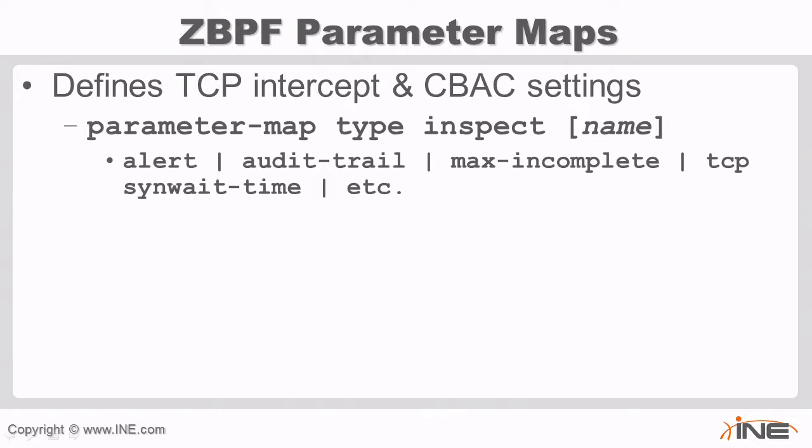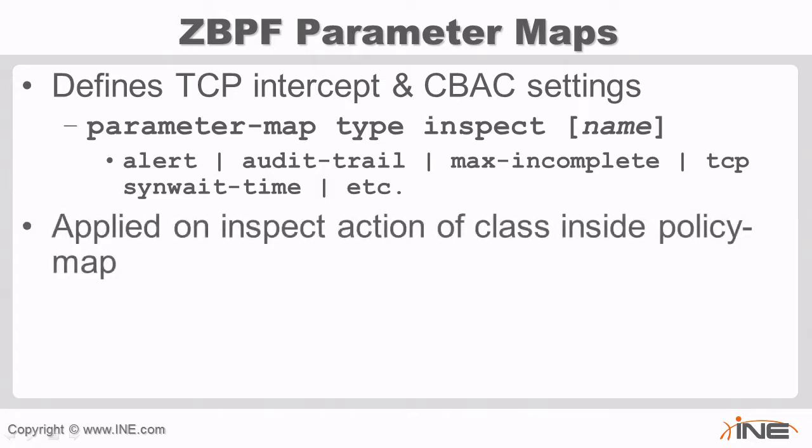Now, once we actually define the parameter map, it's going to be applied on the inspect action inside of the class, inside of the policy map. So recall, the first thing that we're going to do with the zone-based policy firewall is to classify the traffic with the class map type inspect. This is where we would say match protocol HTTP, match protocol ICMP, etc.